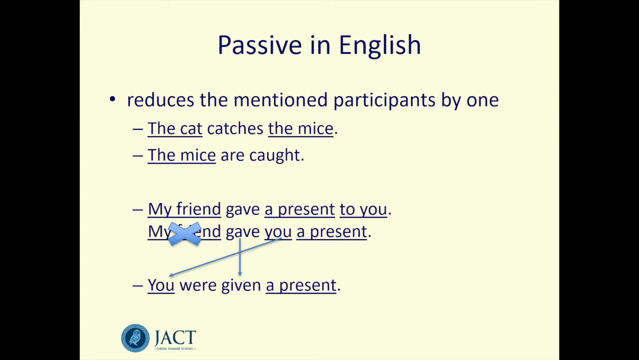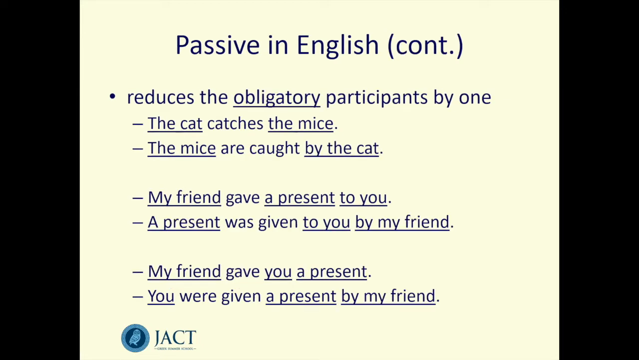Now, so far in all the examples, we have seen that the passive reduces the number of participants mentioned by removing the one that is the subject of the active equivalent. To be more precise though, that participant can still be mentioned, but it's optional and in a different place in the sentence, using the preposition "by," as here in "by the cat" and "by my friend."